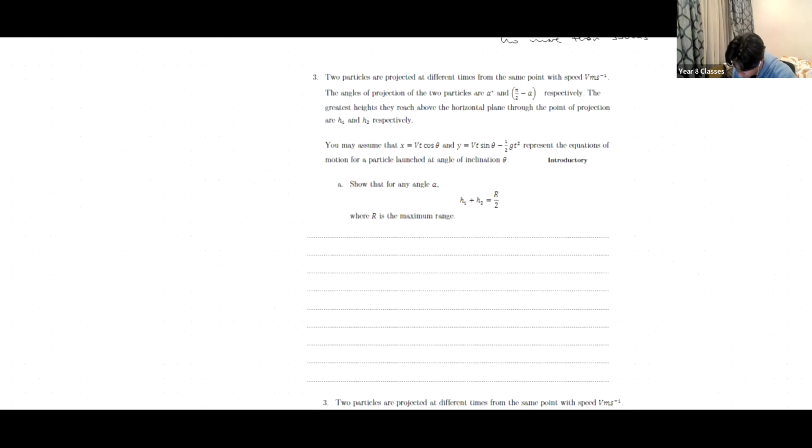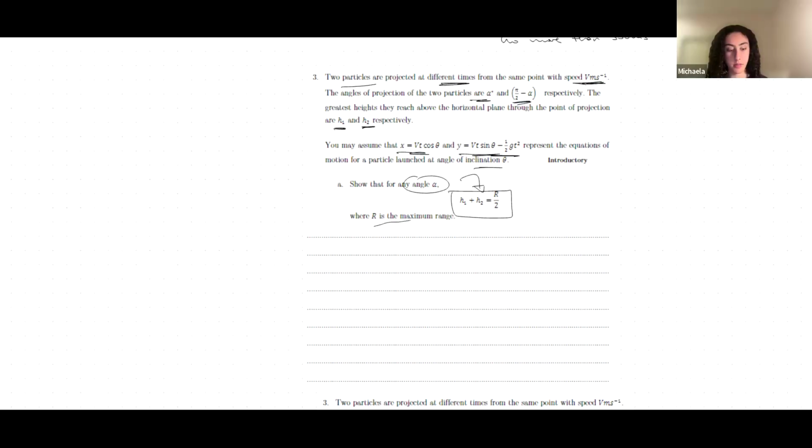So two particles are projected at different times, both with the same speed v. The angles of the projections for the two particles is alpha, and the other one is pi on 2 minus alpha. The greatest height they reach above the horizontal plane is given by h1 and h2. And you can assume these are the displacement equations for an angle of inclination theta. So we want to show that for any angle alpha, that this is the case, where R is max range. How might we do this?